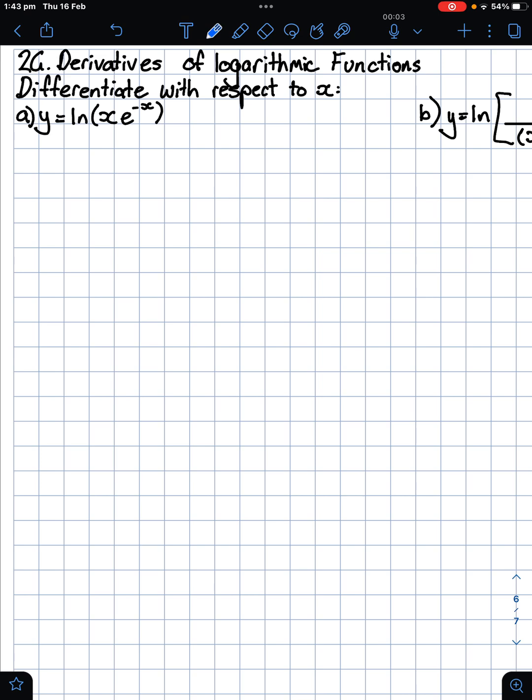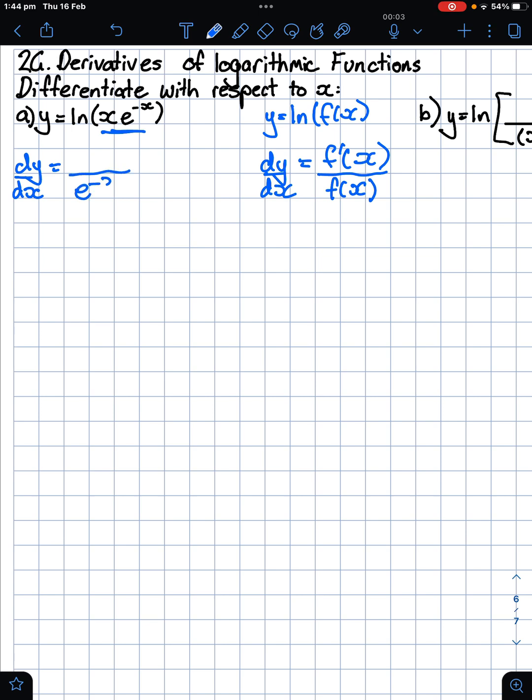So at the moment, we've got a rule, which I'm just going to put up here, which is y equals ln of a function, and then our derivative becomes the derivative of the function, the bit that's inside the logarithm, over the original function. Now, if you look at this thing here, this would mean that if we were finding dy/dx, it's going to be the derivative of this thing over e to the negative x.